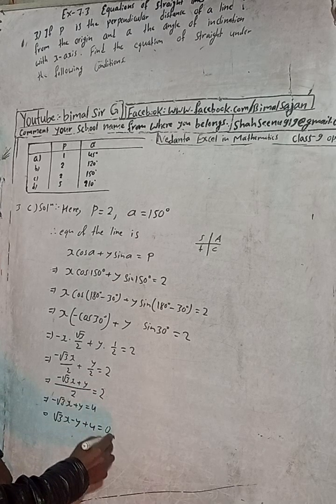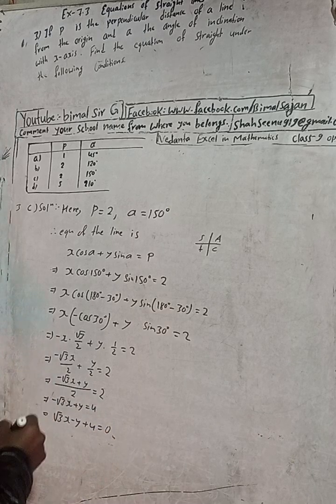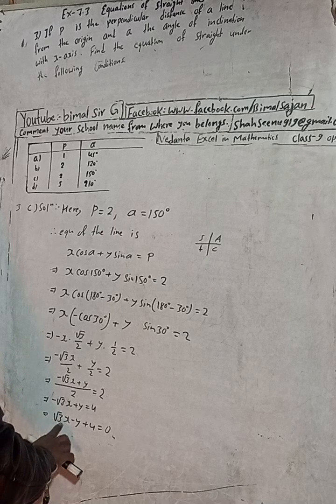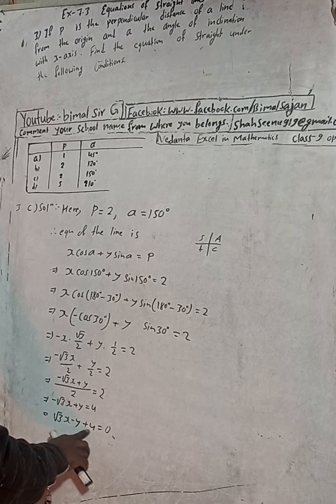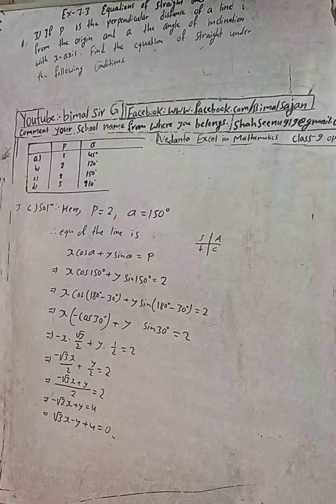This is our required answer, and in the book the answer for 3c is given as root 3x minus y plus 4 is equal to 0. So this is the solution of the question, and the answer is correct with your book. Now, the next question.